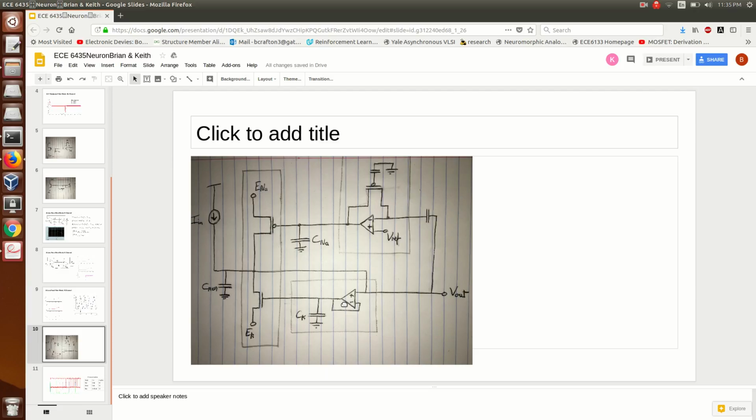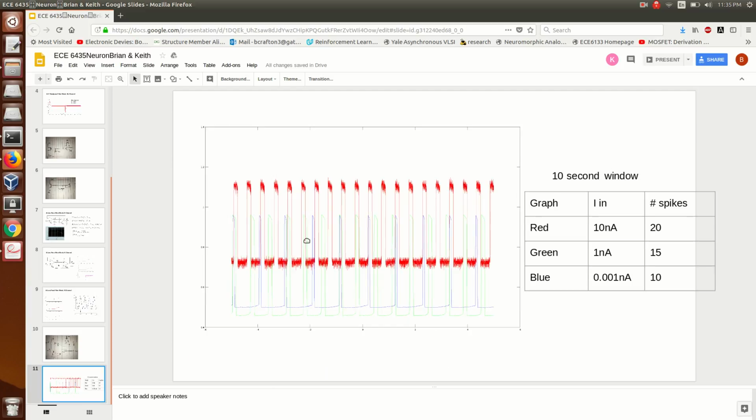As we increase the bias current in the low-pass filter of our circuit, it makes the response of it faster. So that's why we see the difference in the speed of the spikes. As we increase the bias current, we see a higher frequency in spikes. For a bias current of 10 nanoamps, we saw 20 spikes. For 1, we saw 15 spikes. And for 0.001, we saw 10 spikes. And this was over a 10-second window.